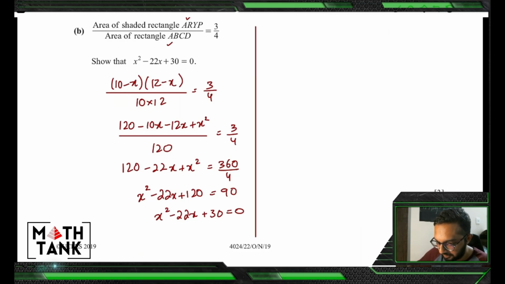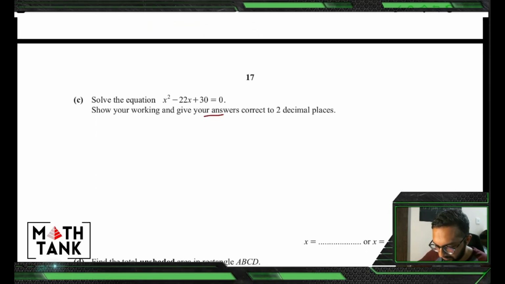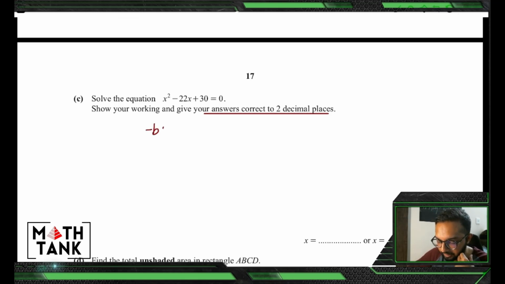Okay, so I get x squared minus 22x plus 30. That's the objective of this question, so I don't need to do it any further. And it says solve the equation, showing your working and giving your answer correct to 2 decimal places. Remember, when it automatically says you need to give it correct to 2 decimal places, that means that this won't probably factorize. You will have to use the quadratic formula. Remember the quadratic formula, it's not provided to you in the formula sheet. You will have to learn it.